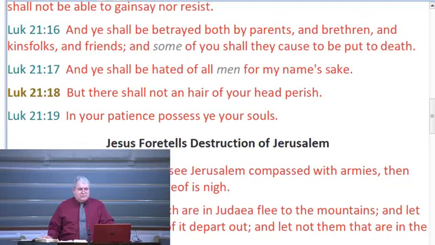I see here a pretty plain statement from the lips of our Lord Jesus Christ that physical death isn't the same as perishing. Perishing has to do with your eternal preservation. There shall not an hair of your head perish. John 3:16, whosoever believeth in him shall not perish, but have everlasting life. Shall not perish.